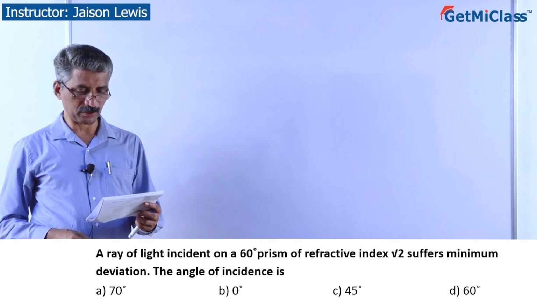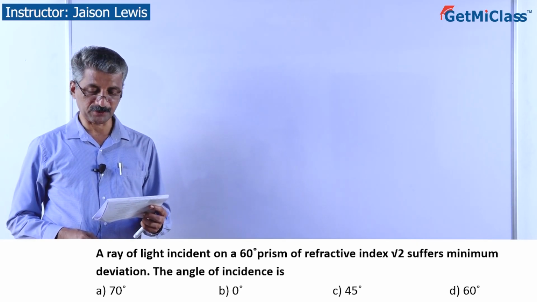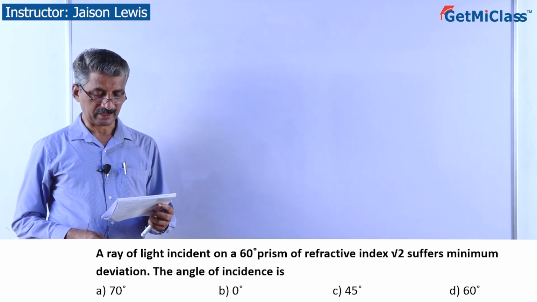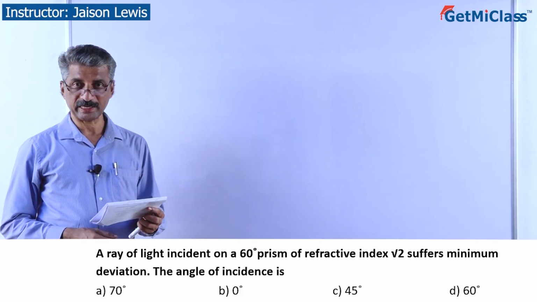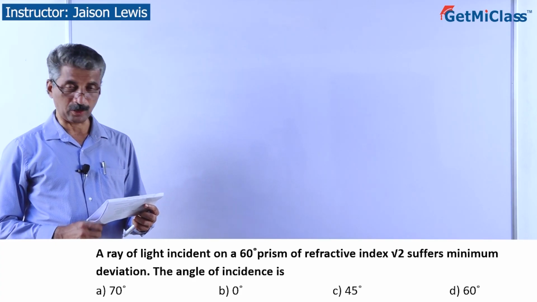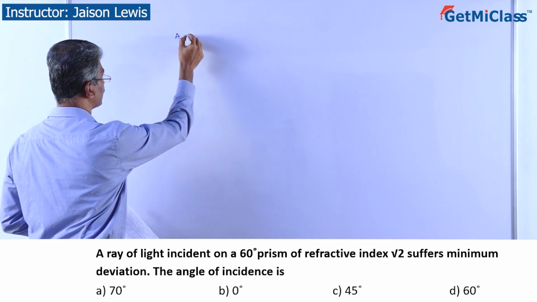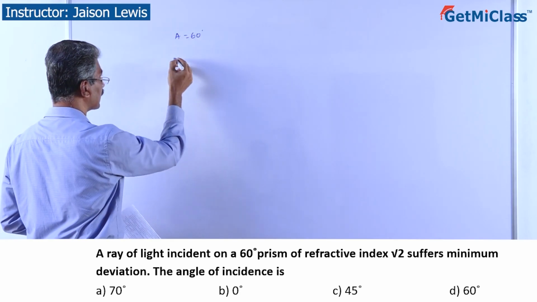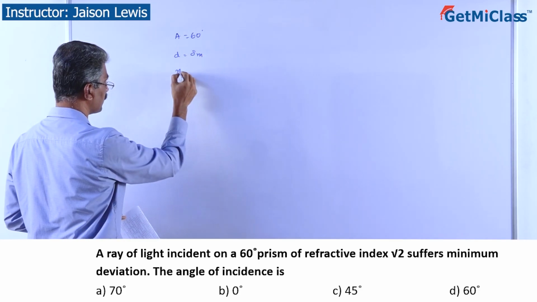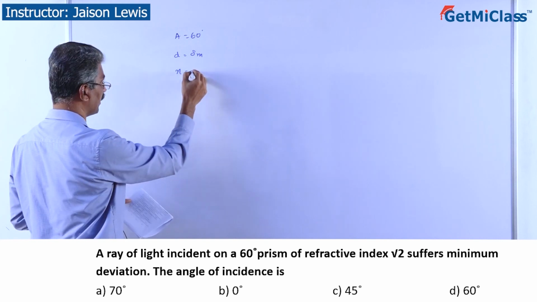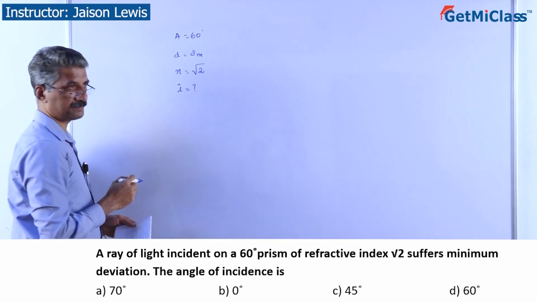A ray of light incident on a 60-degree prism of refractive index root 2 suffers minimum deviation. The angle of incidence is? A ray of light is incident on a prism whose angle is 60. Therefore, the angle of the prism is 60 degrees, and the deviation is minimum, where the refractive index of the material of the prism is root 2. The question is to find the value of I.